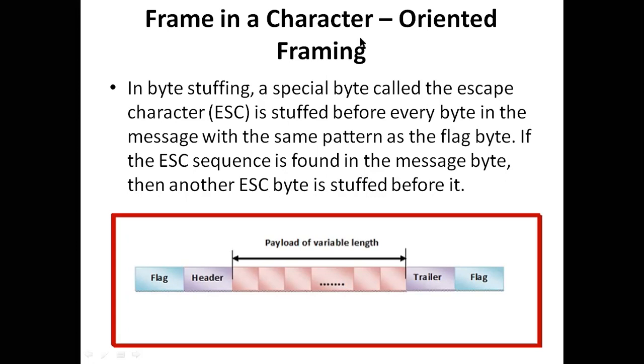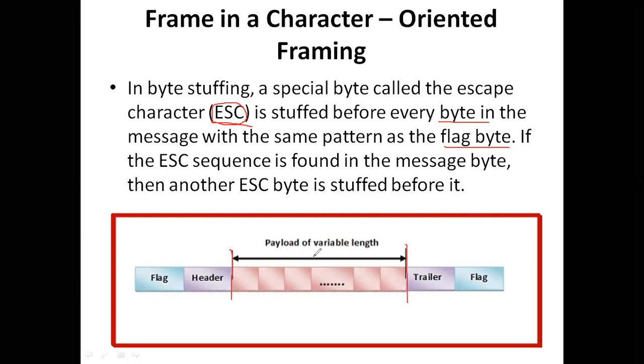See, the escape character is stuffed before every byte in the message. So for each and every frame, every byte in the message we can stuff with the escape character. Here the flag byte has the same pattern also. If the escape sequence is found in the message, in this payload field, that is coming from the network layer.